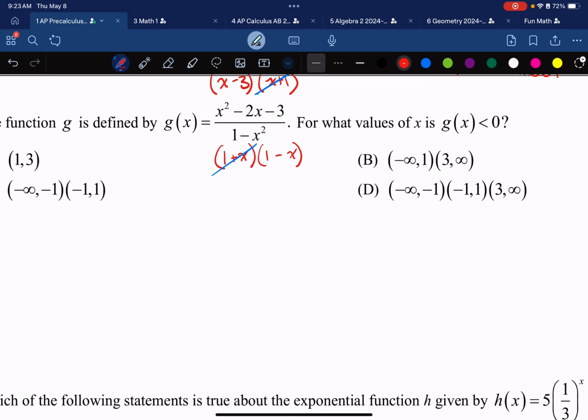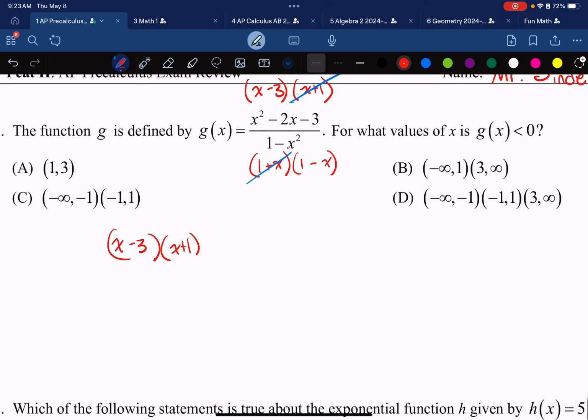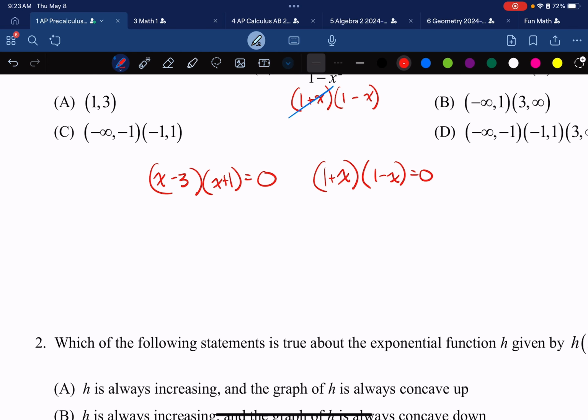So let's solve this and say, okay, set the numerator equal to 0, set the denominator equal to 0, so we can look for where we change signs. And I can say x minus 3 times x plus 1 is set equal to 0, setting the top equal to 0, and setting 1 plus x times 1 minus x, the bottom, equal to 0. Using the zero product property, you're setting each of these things equal to 0. I meant to do that with a laser pointer.